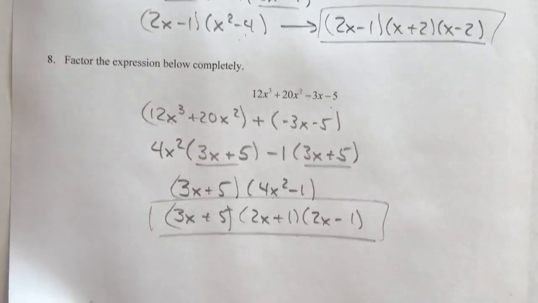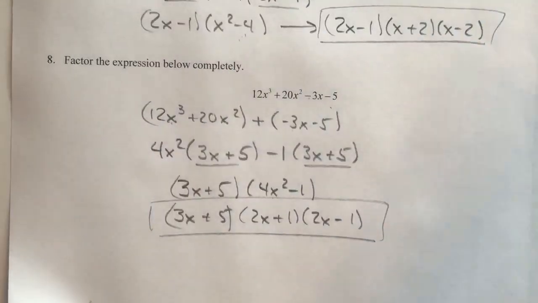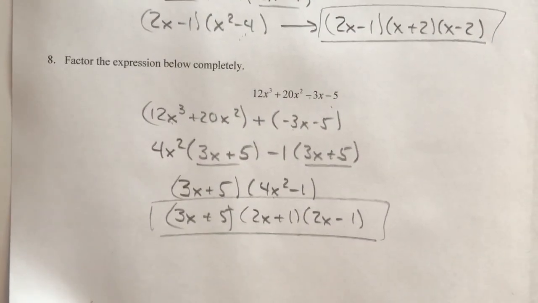All right, so your independent work, very similar, extremely similar. So if you get stuck on any of these, just go back, watch the video. If you get stuck on 7, go back and watch number 7. So it's pretty simple. And you should have no trouble getting through this. All right, be safe.